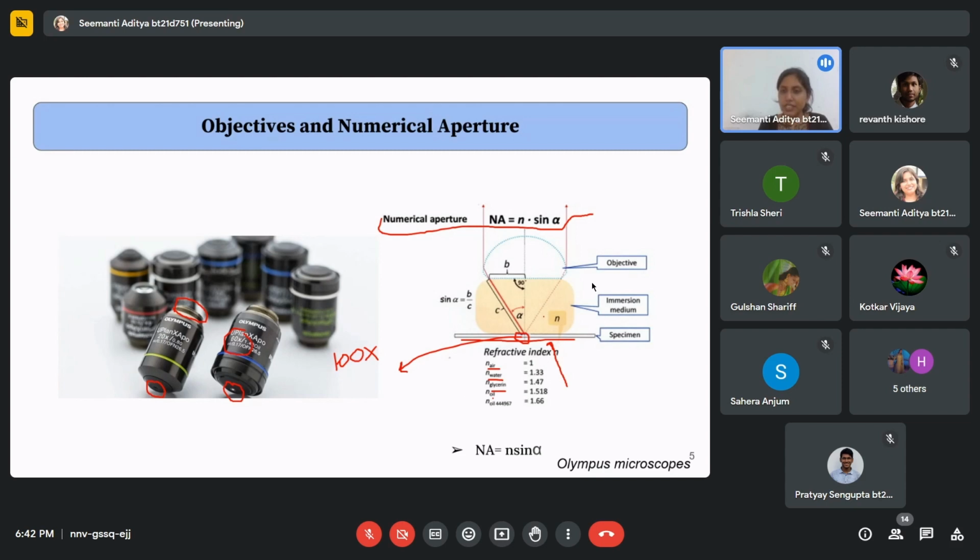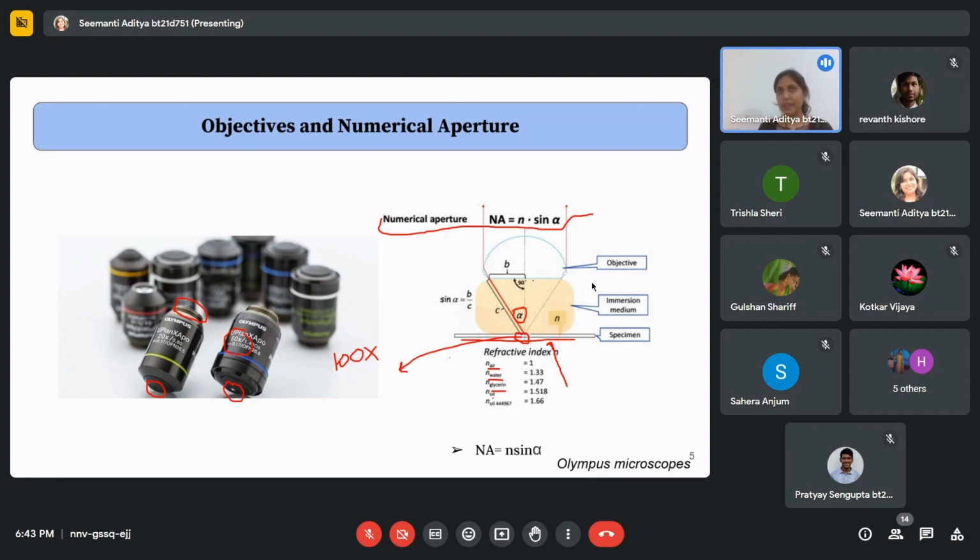This refractive index is what matters when we are doing higher resolution imaging, because if the refractive index is low, for example in air, then the light will not be reflected at a proper angle. This is the angle. If it is not reflected at this proper angle, then it is not going to excite your cells, and you will not see any image.